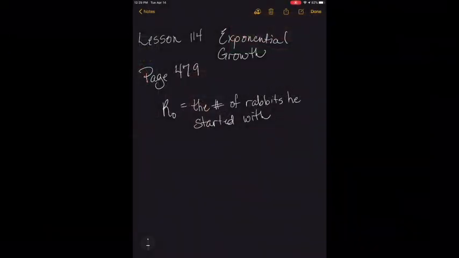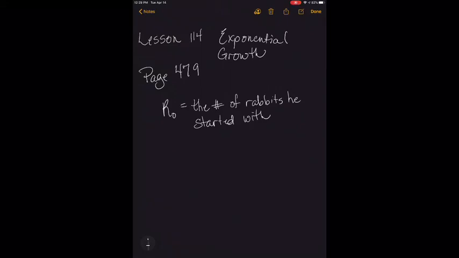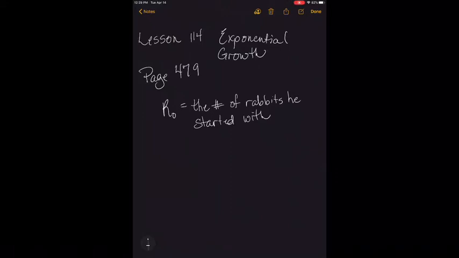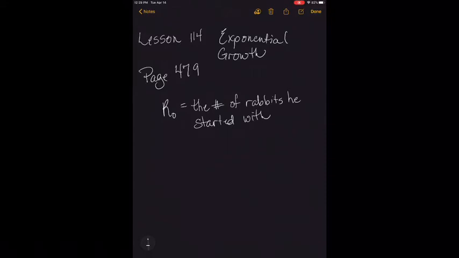Okay, lesson 114 is about exponential growth. In order to do this lesson, you're going to need to have your book open to page 479. So you've already watched, hopefully, this video on the coronavirus and how exponential growth applies in that situation. So that's what we're all experiencing right now, is the exponential growth of this virus.